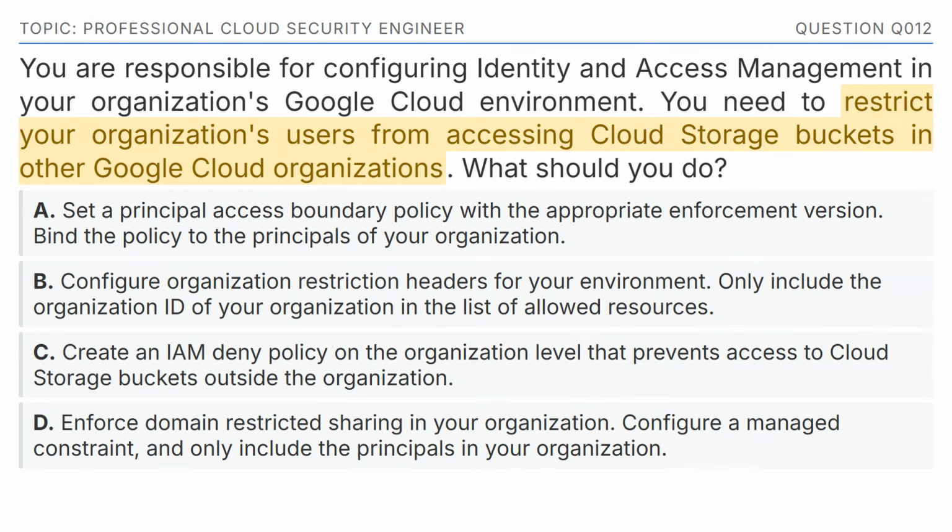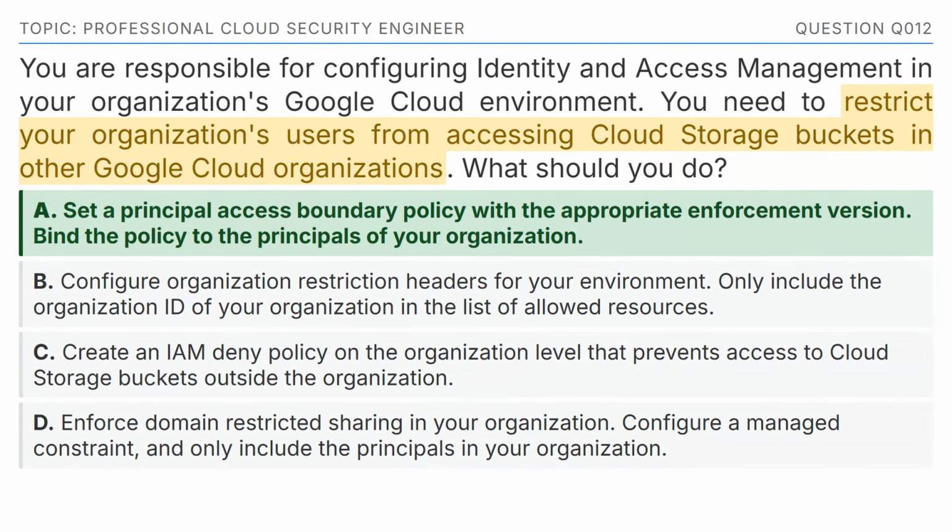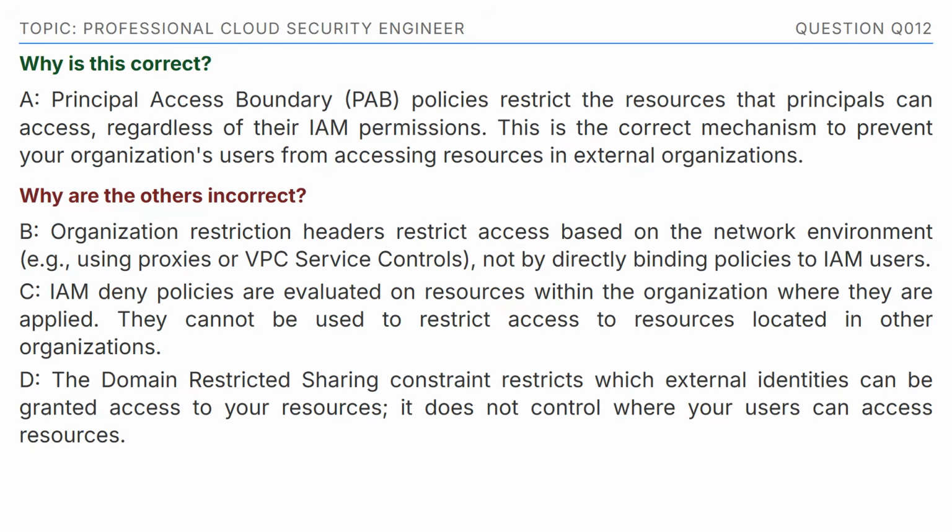To arrive at the correct answer, we focus on the keywords restrict your organization's users from accessing Cloud Storage buckets in other Google Cloud organizations. The correct answer is option A, set a principal access boundary policy with the appropriate enforcement version. Bind the policy to the principals of your organization. Why is this correct? A. Principal access boundary, PAB, policies restrict the resources that principals can access, regardless of their IAM permissions. This is the correct mechanism to prevent your organization's users from accessing resources in external organizations.